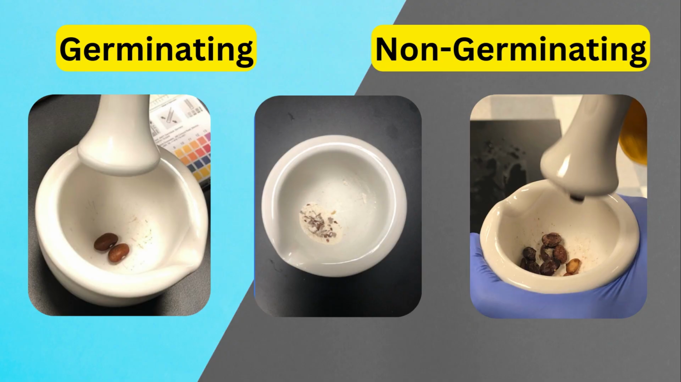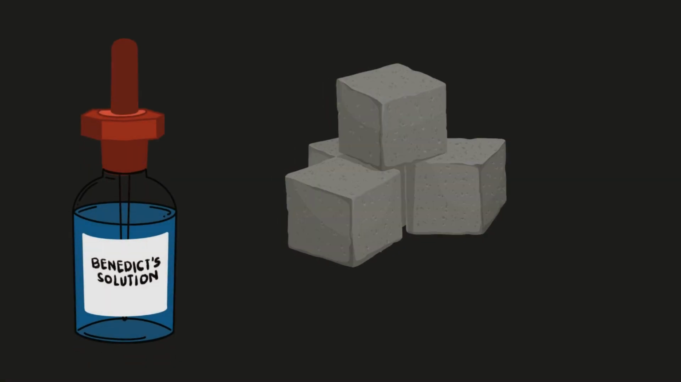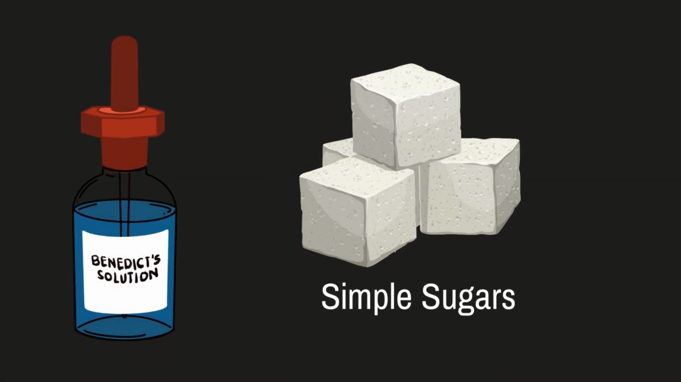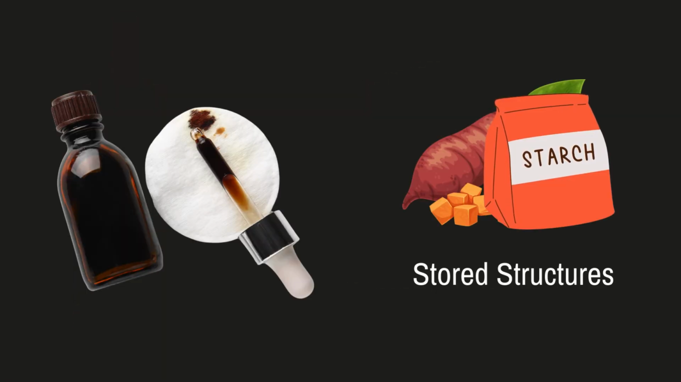In our experiment, we crushed both non-germinating and germinating seeds to test for the presence of glucose using the Benedict's and iodine tests. The difference between these two tests is that the Benedict's tests for simple sugars such as glucose, while iodine tests for starches.